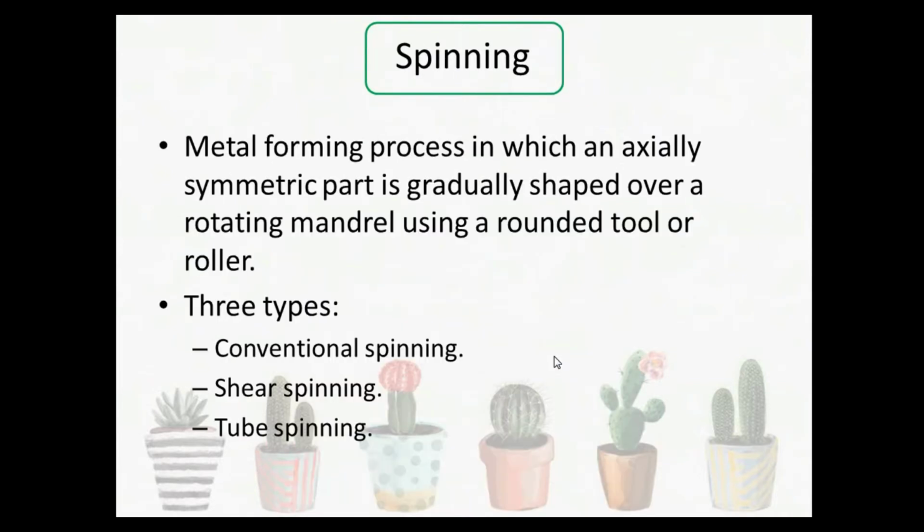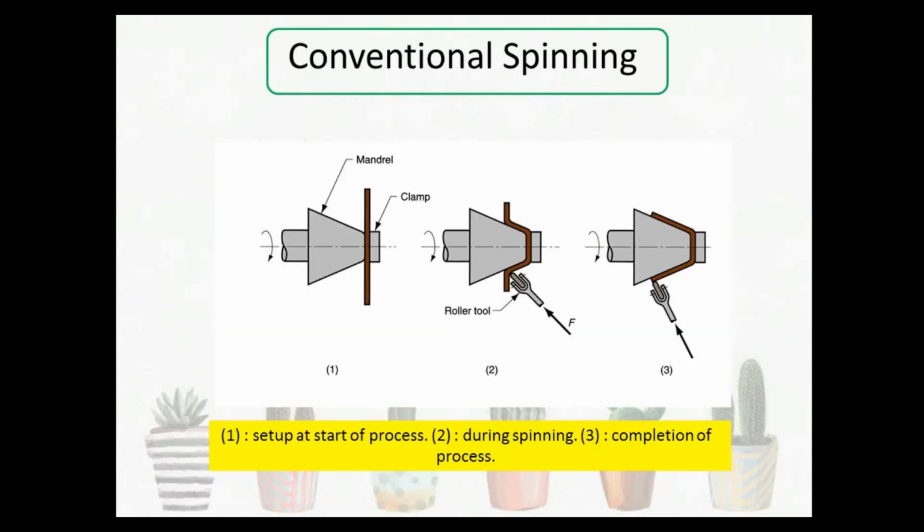Spinning is a metal forming process in which an axially symmetric part is gradually shaped over a rotating mandrel using a rounded tool or roller. There are 3 types of spinning. Number 1 is conventional spinning, number 2 is shear spinning, and number 3 is tube spinning. So this is conventional spinning.